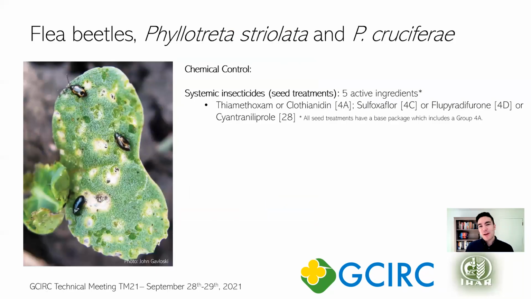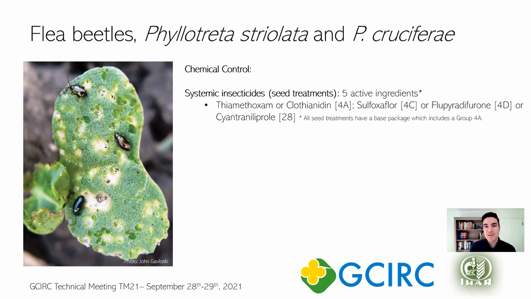Unfortunately, we do not have great integrated pest management strategies against it. We very much rely on systemic seed treatments. We have 5 active ingredients. The neonicotinoids are our major control strategy, both thiamethoxam and clothianidin, with the other active ingredients actually added to a base package, which includes those neonicotinoids.